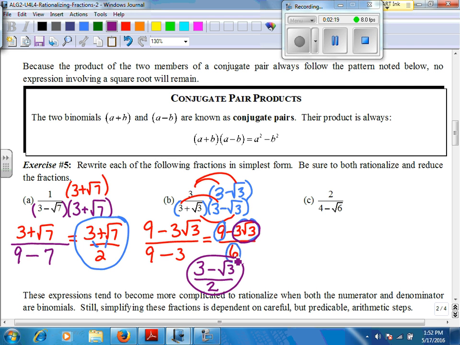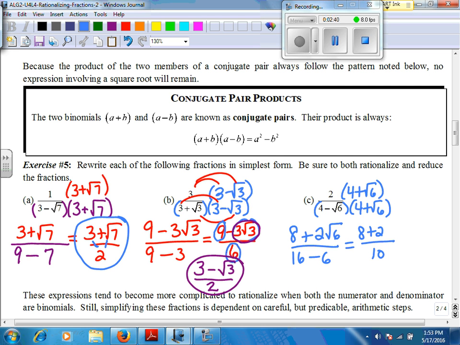So there's our answer. Last one, let's go through this one kind of quick because you should have the hang of it at this point. Multiply by the conjugate, 4 plus square root of 6. And in the numerator, when we distribute, 8 plus 2 square root of 6 over 16 minus 6, which is 10. 8 plus 2 square root of 6. And in this case, everything's divisible by 2, so we're going to get 4 plus 1 square root of 6 over 5.